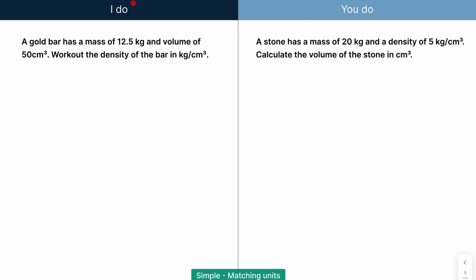So the way my videos work, I'm going to do the example on the left, which is I do. You are then going to press pause, and I've got the example on the right, which is you do. Now, the formula we're going to use to find the density is mass over volume. So the mass here is 12.5 and the volume is 50 centimeters cubed. So on my calculator, we're just going to 12.5, divide that by 50, and we get an answer of 0.25. Now the units here are kg per centimeters cubed.